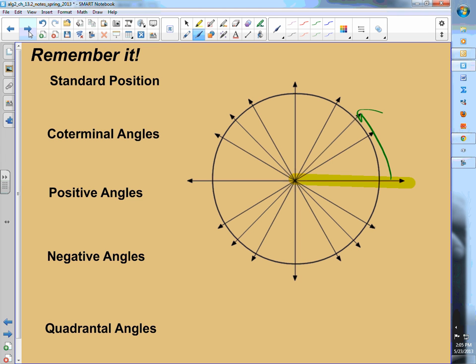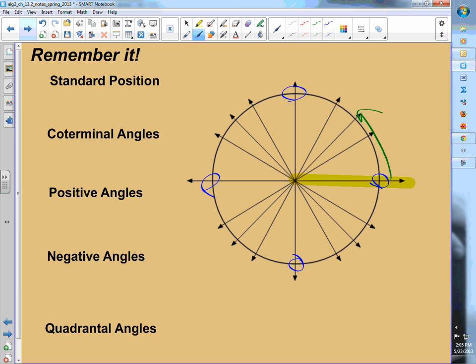Positive angles, horizontal right, going counterclockwise. Negative angles, horizontal right, going clockwise. And quadrantal angles are the ones, this doesn't sound right, but for me it makes sense, the ones on the corners. Here, here, here. Yes, I know, circles don't have corners.